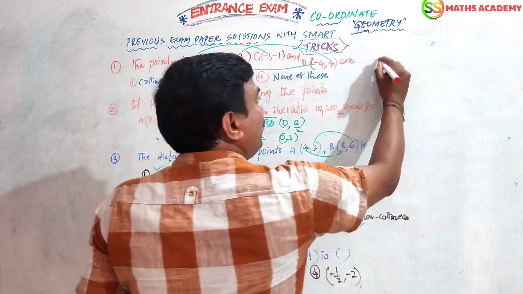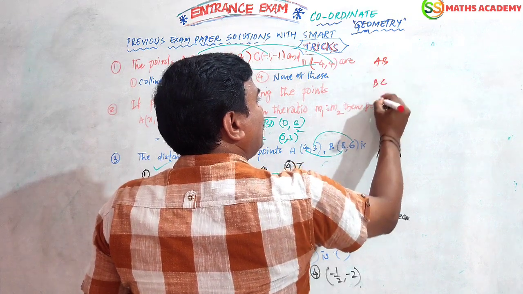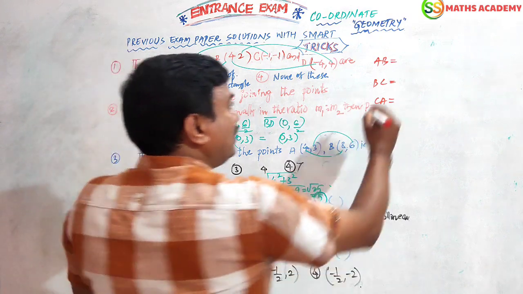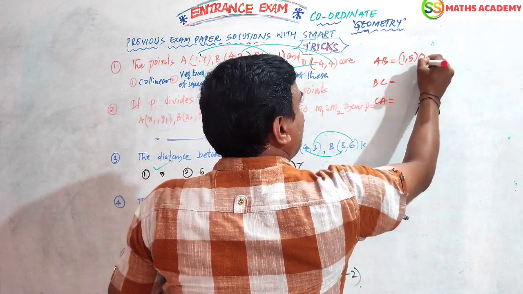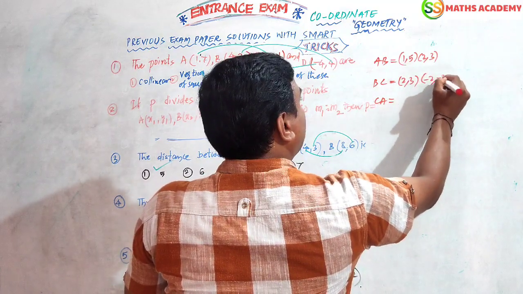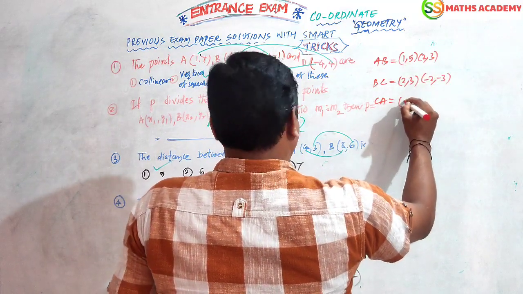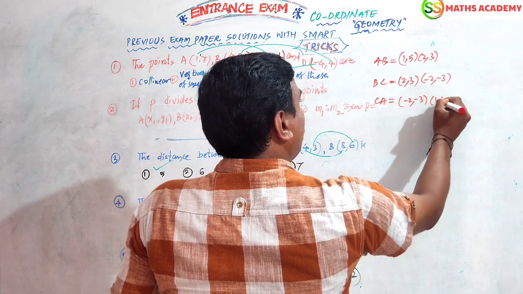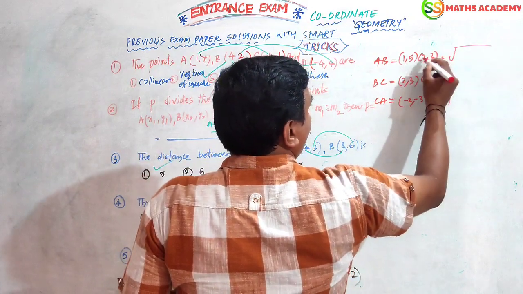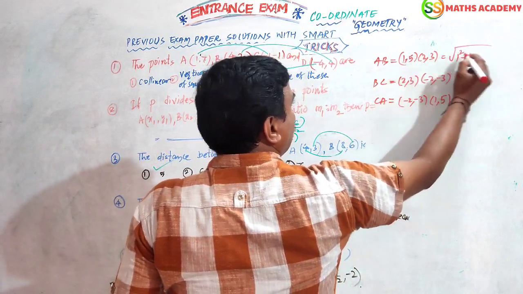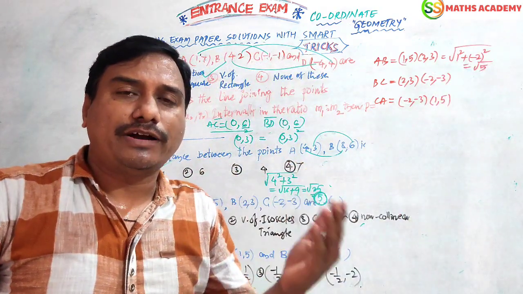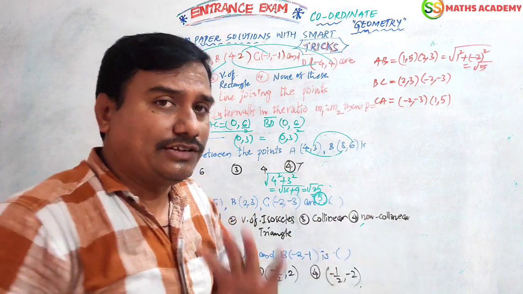First I should take AB, BC, CA. I have to find them. Okay? AB: 1, 5, 2, 3. You can write like this, no problem. BC: 2, 3, -2, 3. CA: -2, 3, A value 1, 5. Okay, I have to do directly. You see, 2 minus 1, 1 square; 3 minus 5, minus 2 whole square. Nothing but root 5. 1 square is 1, minus 2 square is 4, 4 plus 1 is 5, root 5, that's it.